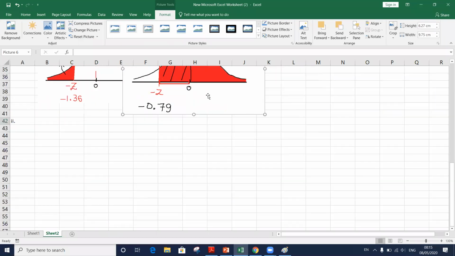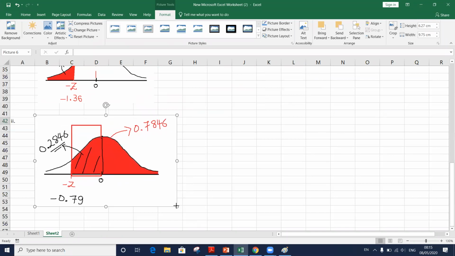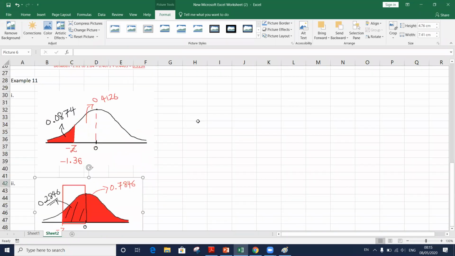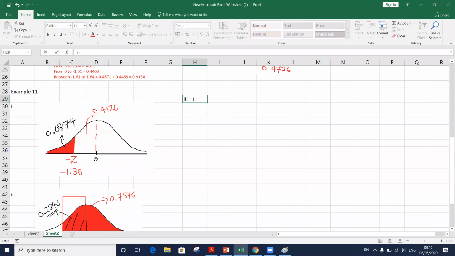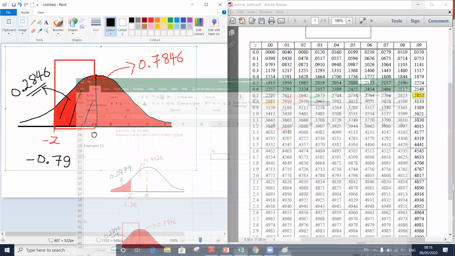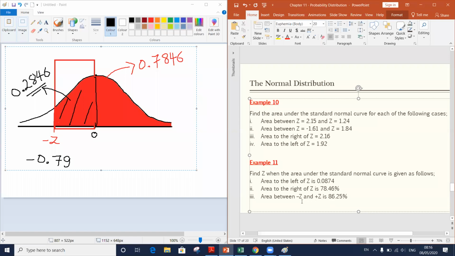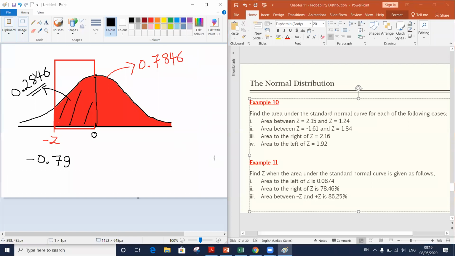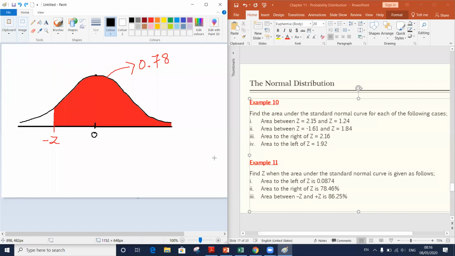Okay, part 3, what does it say? Part 3. Area between minus z and positive z is 86.25%. Right? Area between minus z and plus z is 86.25%.